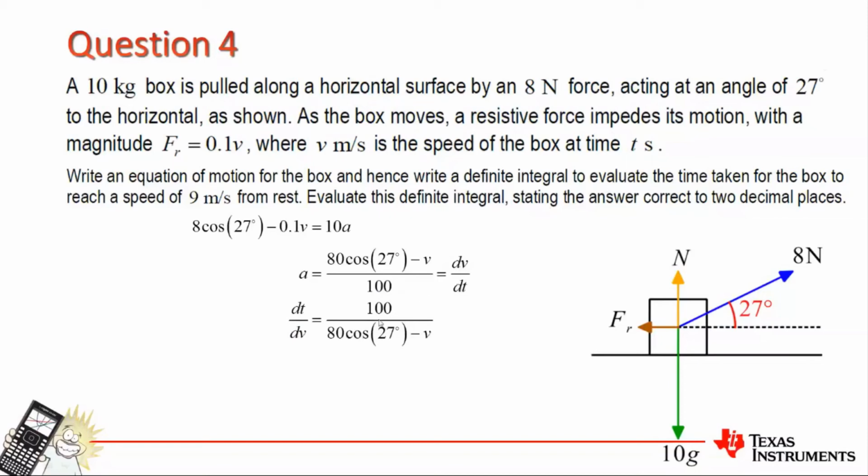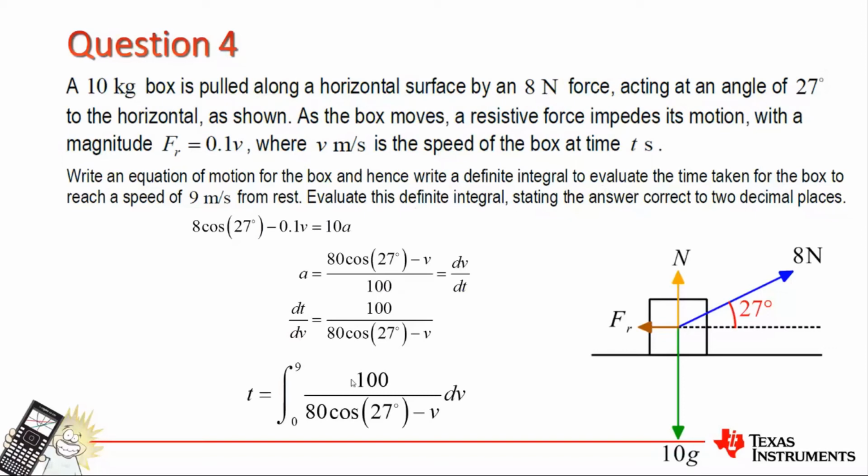So then what we can do is flip both sides upside down, effectively taking the reciprocal of the equation, and we get dt/dv equals 100 over (8 cos 27 degrees minus v). So this now is a differential equation where we have dt/dv on the left-hand side. So we are now set up to write a definite integral that will give us the time taken for the box to reach a speed of 9 from rest. And what is that definite integral? It is this one here.